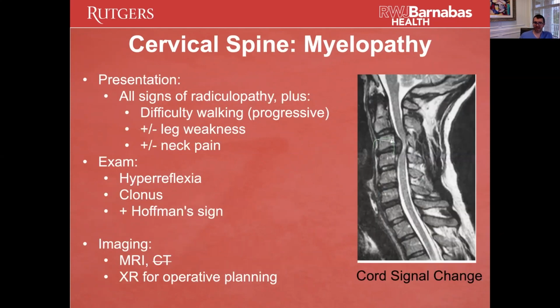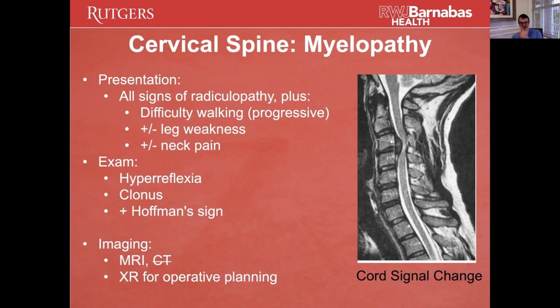So now we're going to get to myelopathy. These are spinal cord problems as opposed to cervical nerve root problems. You can still have all the signs of radiculopathy because you can still have compression and stretch on the nerve roots. But what we're adding in, now we're talking leg weakness. Now we're talking difficulty walking, difficulty with balance, because the spinal cord and the long tracts that are going down to the legs are now affected.